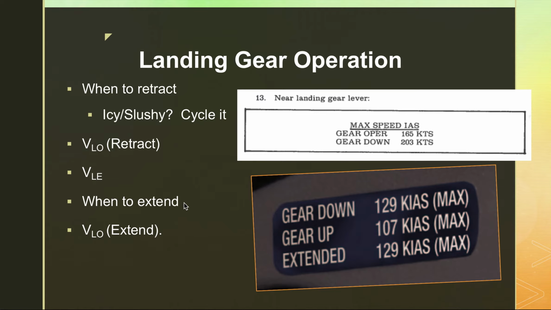When to extend, the best answer is before you land, and we'll get into that more later on. So VLO is actually 2 different VLO speeds, a gear up VLO and a gear down VLO, one for extend, one for retract. VLE is your landing gear extended speed. So this is as fast as you can go with the gear down.